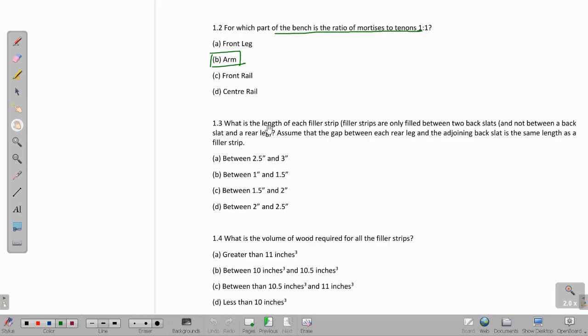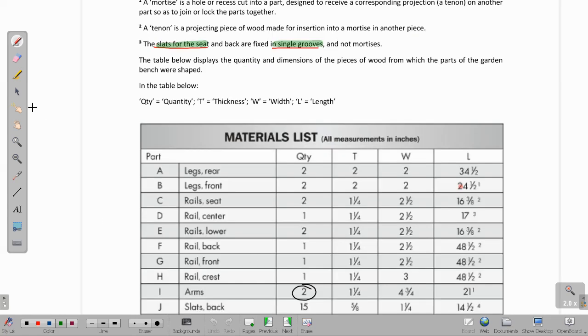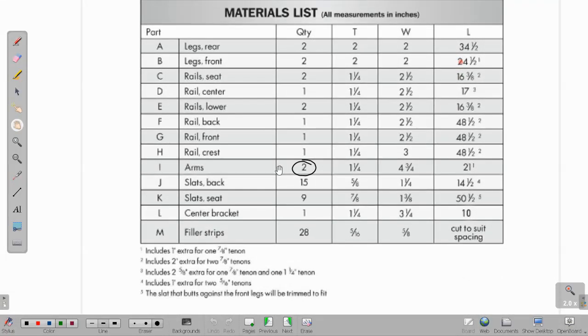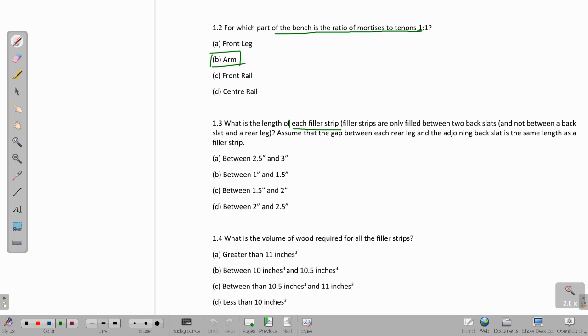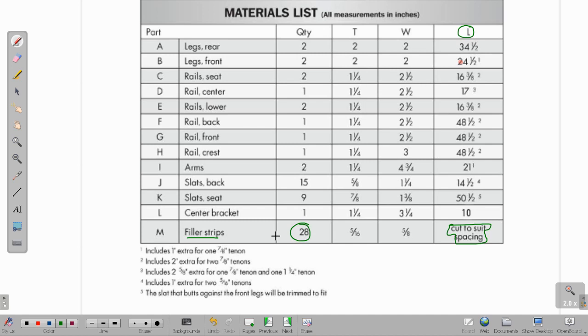It says, what is the length of each filler strip. So we have to look at the length of the filler strip. The data given about the filler strip says its length is cut to suit spacing. So length is not a standardized dimension. It's basically to suit the spacing. We have to look at the length of each of them. There are 28 of them. It's not asking for the total length, but the length of each one of them.